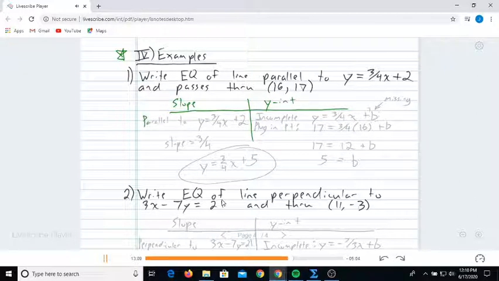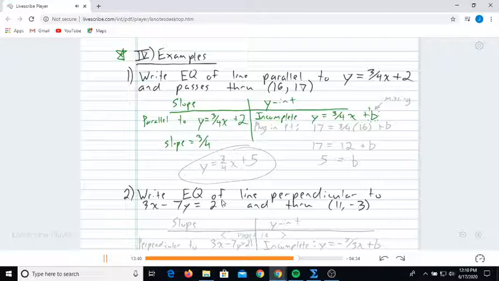Now we know we are parallel to y equals 3/4 x plus 2. Parallel means same slope. Okay, so the slope of our mystery line is the same as the slope of that line. So I know my slope is 3/4. So at this point, if I go to write the equation, I got y equals 3/4 x plus b.